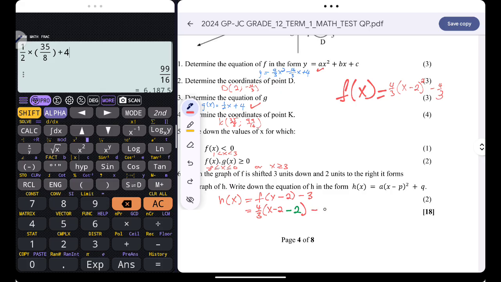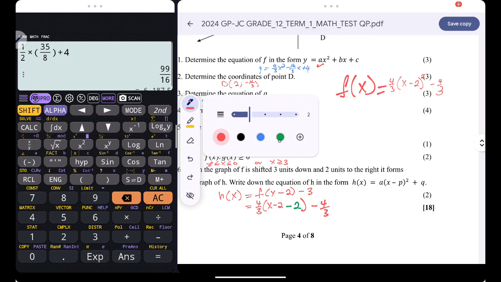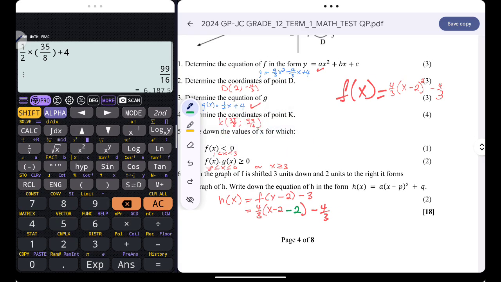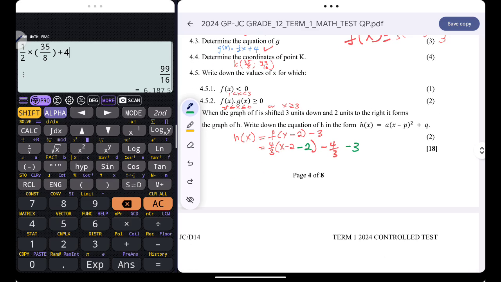And then there's a negative 4 over 3. But now remember that the graph has been shifted 3 units down, so I have to subtract a 3. So all I need to do here, guys, is to just write the equation like (x minus 4) squared, minus 4 over 3 minus 3. That's simply negative 13 over 3. This is how you're supposed to write the equation of h of x.